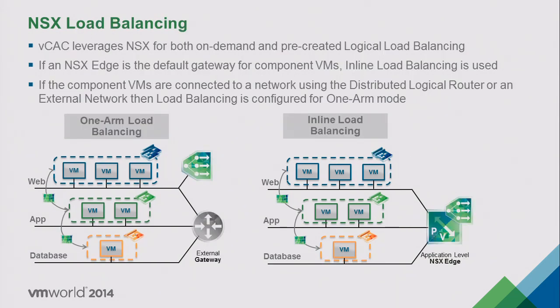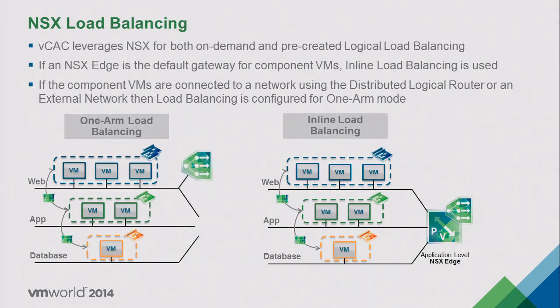Okay, and then here we have the load balancing. So we have two different methods, the one-arm load balancing as well as the inline load balancing. And it depends on what it's connected to that determines if it's going to be a one-arm or inline. And let's see here. If the component VMs are connected to a network using the distributed logical router, then it's going to do the one arm, right, Ray? That's correct. And also an external network as well. So external or distributed routing, as we can hopefully see. I think it starts to flash there, yeah.